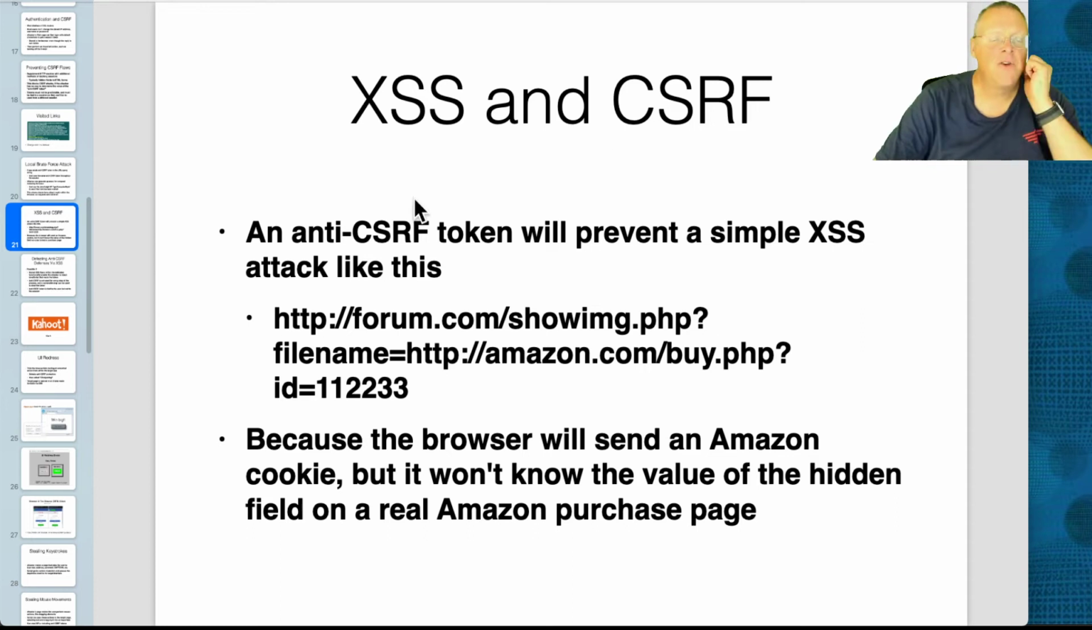All right, so an anti-CSRF token will prevent something like this, where I try to run a PHP buy page, where I try to inject a buy request here, because it will send an Amazon cookie, but it won't know the value of the hidden anti-CSRF token.